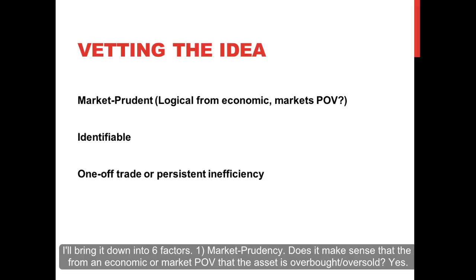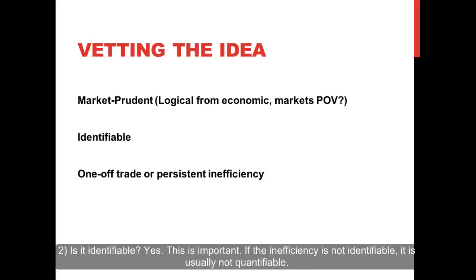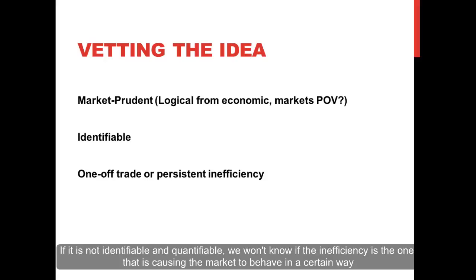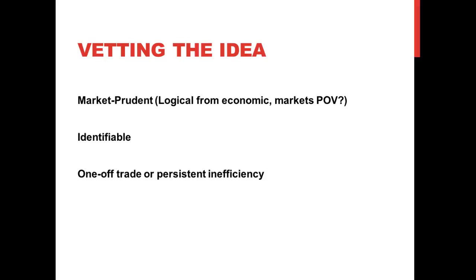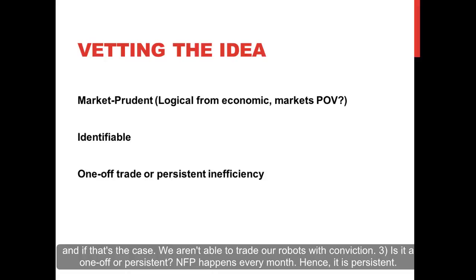Does it make sense from an economy and market's point of view that the asset will be overbought and oversold during NFP? Yes. Is it identifiable? Yes. This is important. If your inefficiency is not identifiable, it is usually not quantifiable. And if it's not identifiable and quantifiable, we won't know whether the inefficiency is the one that's causing the market to behave a certain way. And if that's the case, we aren't able to trade our robots with conviction.